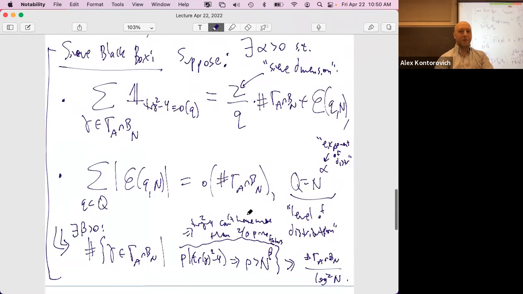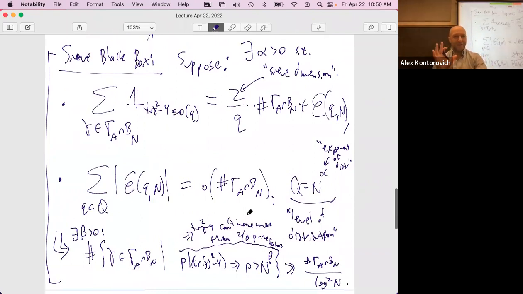Okay, so far so good. We have this sieve black box. And you're asking, is the loss coming from the black box or from something you're doing outside of the black box? Oh, the loss is all over the place.